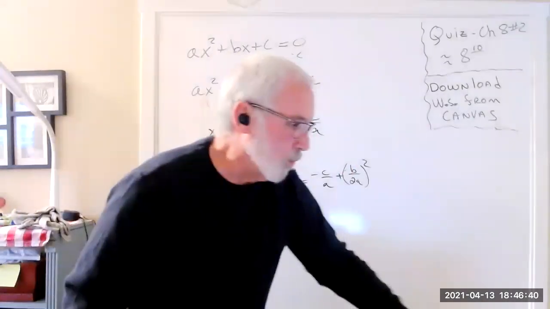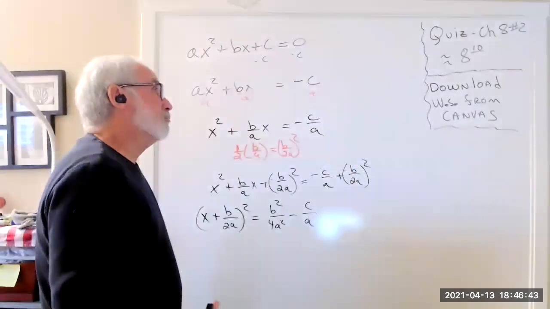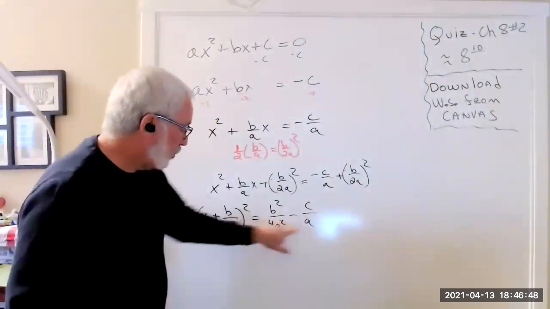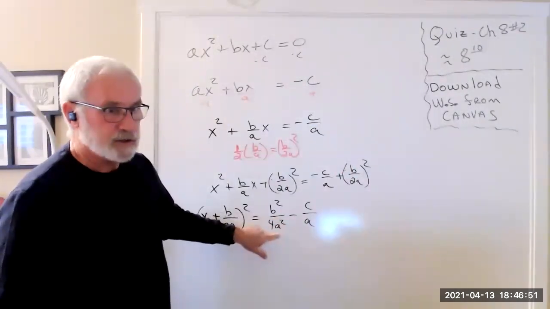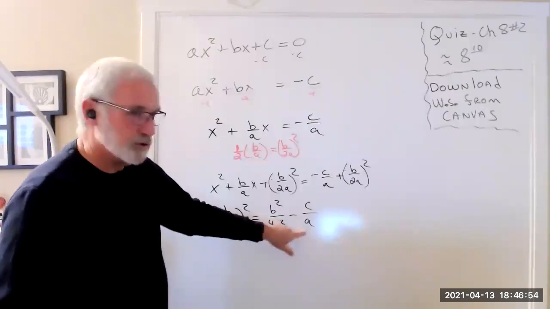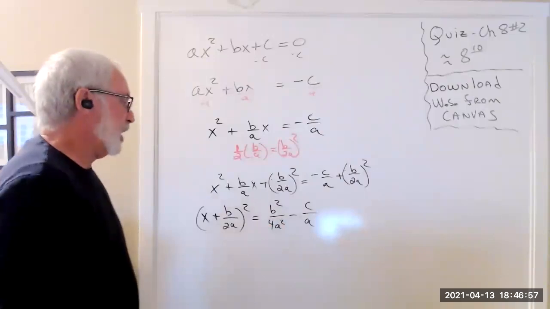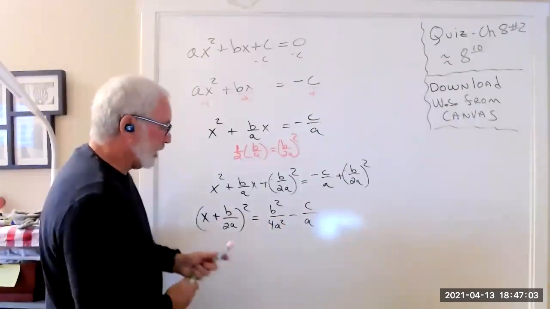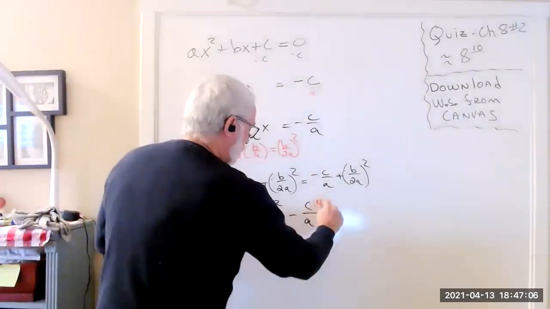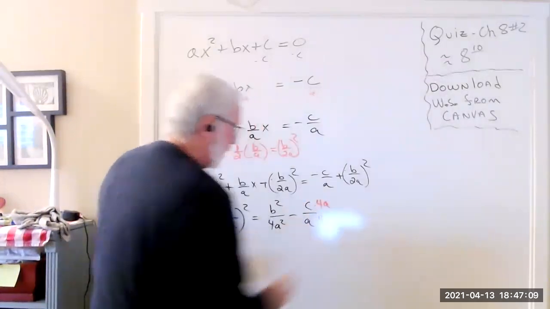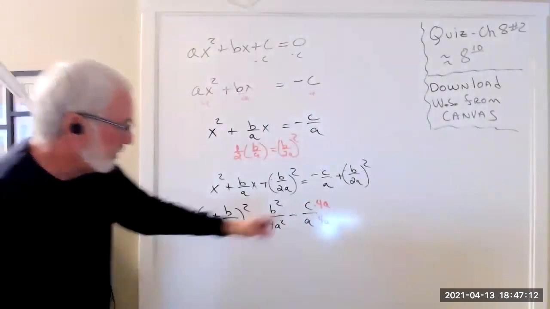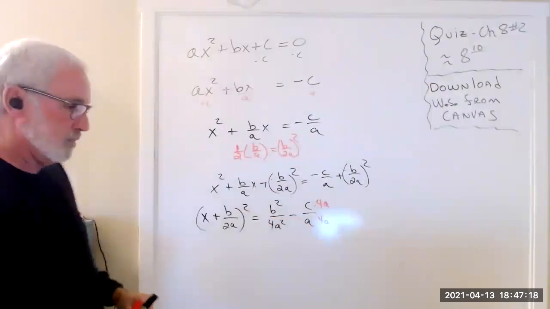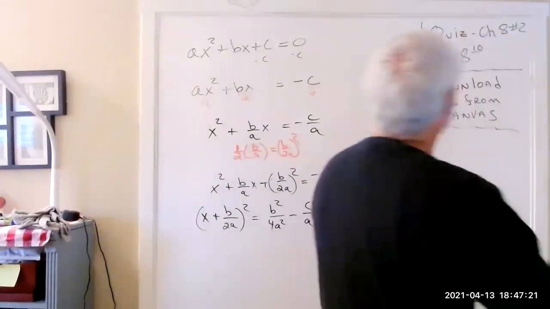Now, if I told you to add those two fractions, or subtract them in this case, then you would say, oh, I need a common denominator. Well, if I multiply this by 4a over 4a, top and bottom, I'll have a common denominator of 4a squared. Okay, so I'm going to come up here and have to erase my notes.